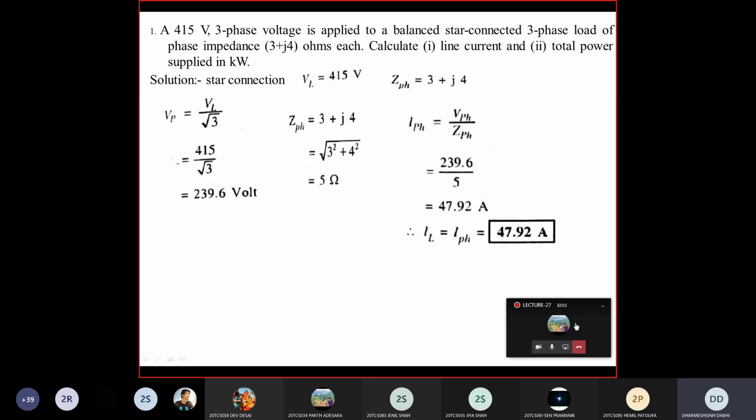Yes, R by Z. Another equation is active power divided by apparent power. But here R and Z are given, so apply this equation. So R is what? 3 ohm. And Z is what? 5 ohm. So what is your power factor? What is the power factor? Yes, it is a power factor.